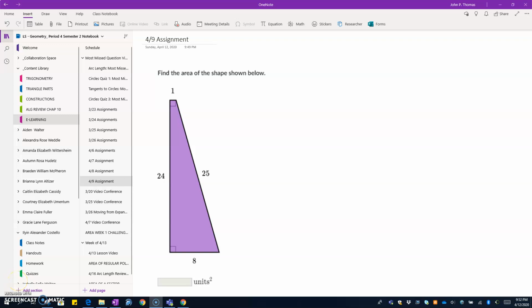Alright, I wanted to run through the most missed questions from Friday's assignment. This first one says find the area of the shape below. Now, first thing I notice about this is across the top there, they've got that little teeny straight segment. So what we're going to do is cut this into two pieces.